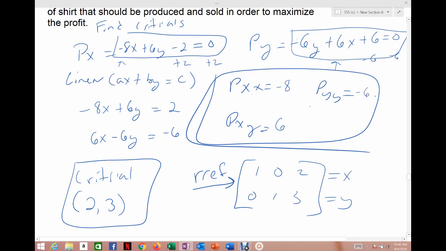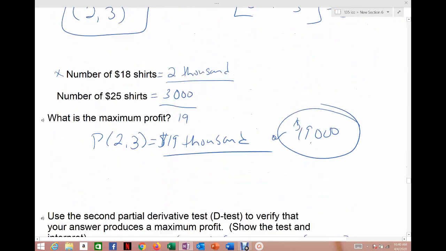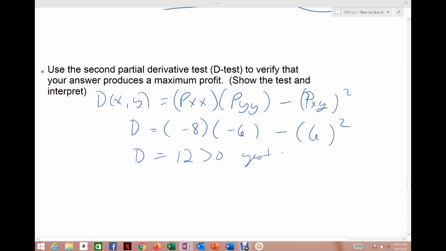I'm going to go plug in my D formula. So -8 for the second derivative with respect to x, -6 for the second derivative with respect to y, and a +6 for my mixed derivative. Alright, so plugging those in, -8 there, -6 there, +6 squared. Don't forget that's a +6 squared. Alright, when that multiplies out, that comes out to +12, so yes.